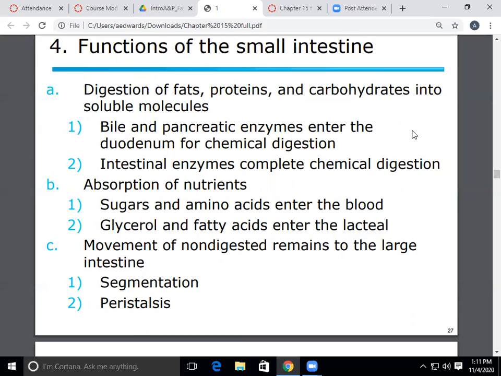Movement of the food that is not digested will then go into the large intestine. So the goal is to try to absorb what you can in the small intestine. Whatever's left that doesn't get digested goes into your large intestine. At that point, we get what we call segmentation and more peristalsis, more of that involuntary contraction, moving food down your intestines.